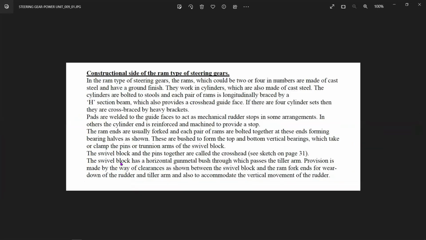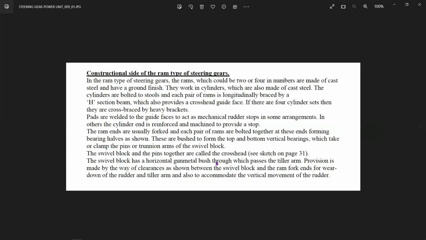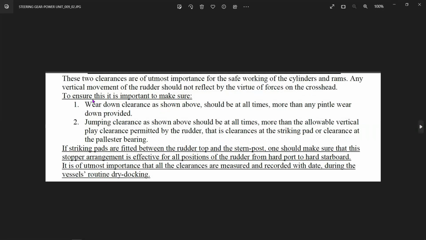The swivel block is a horizontal gun metal bush. That means this earlier thing was a horizontal gun metal bush, through which passes the tiller arm. Provision is made by way of clearances in the swivel block and the ram fork for wear down of the rudder and the tiller arm, to accommodate the vertical movement of the rudder. These two clearances are of utmost importance for the safe working of the cylinders and rams. That means the wear down and the jumping gears.